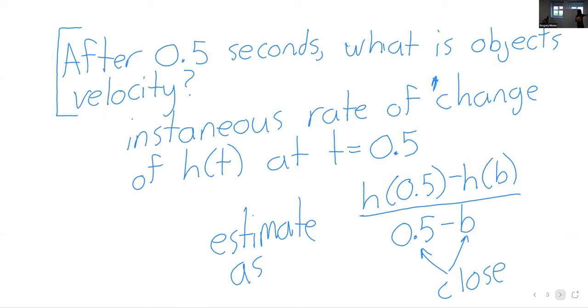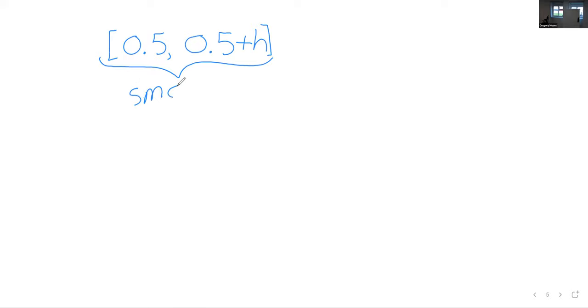Let's come back to this problem. Let's try to estimate the velocity of this falling object after 0.5 seconds. We're going to look at an interval starting at the value we're interested in, so starting at 0.5 and ending at 0.5 plus H. And if the average rate of change is going to give us a good approximation, that interval has to be small.